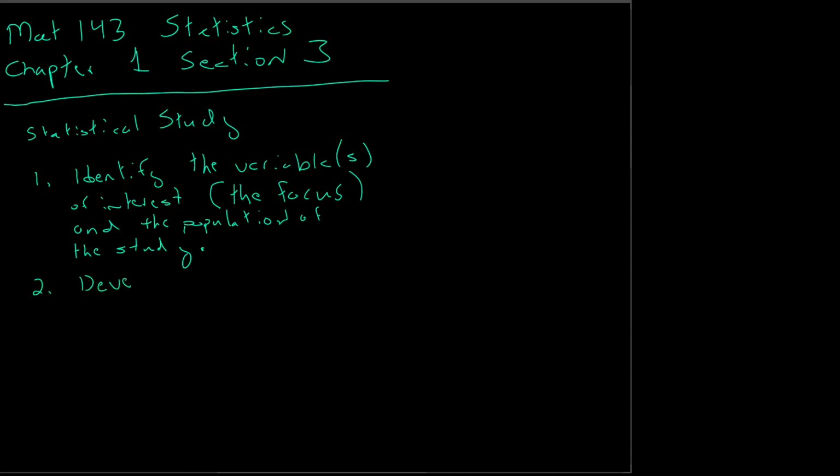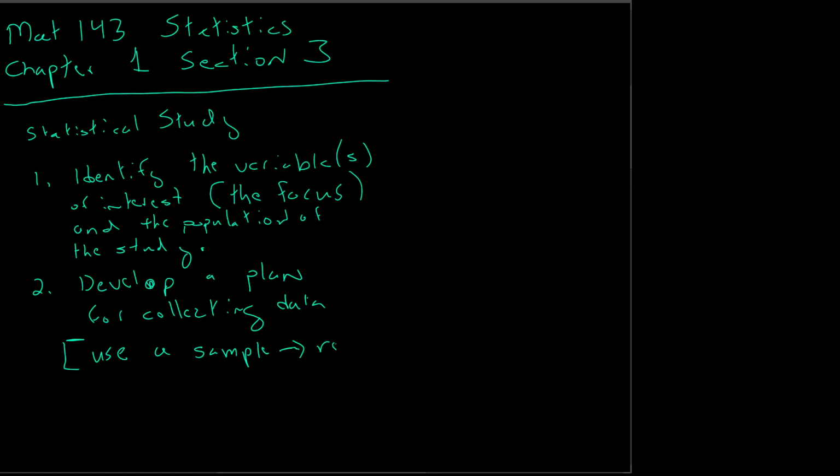Then you develop a plan for collecting data. And in this plan, are you going to use a sample? And if you use a sample, make sure it represents the population. That becomes one of the problems: can you get everyone in the population, or do you have to get a subset of the population? And if you get a subset, you've got to make sure that it has characteristics that will be descriptive of the population. Then you go and collect the data.